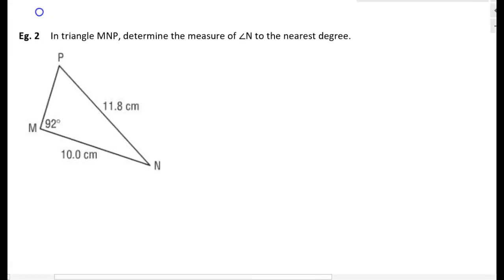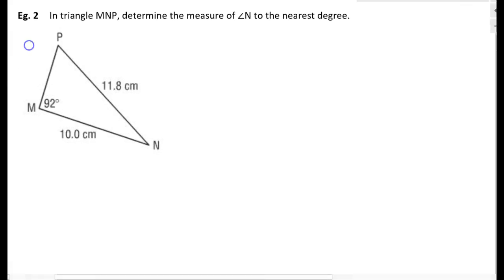Example 2 is a little bit more complicated, but we'll do it together and we'll figure out how exactly it works. In triangle MNP, determine the measure of angle N to the nearest degree. So angle N is what we're looking for, to the nearest degree. And typically what we're going to be looking for is angles. We round to the nearest whole, and then side lengths can vary in terms of what we're going to round to. At least one decimal place is good though, usually.